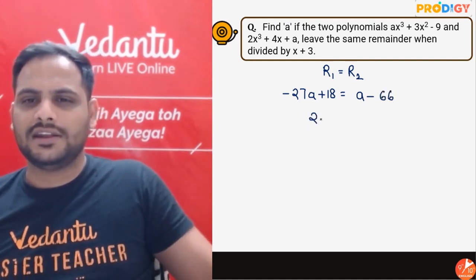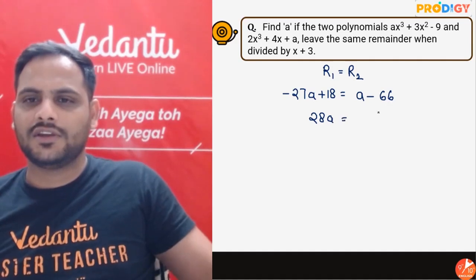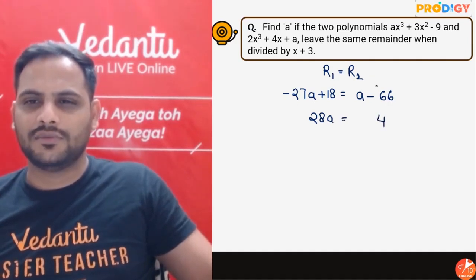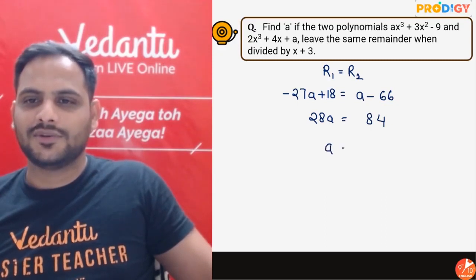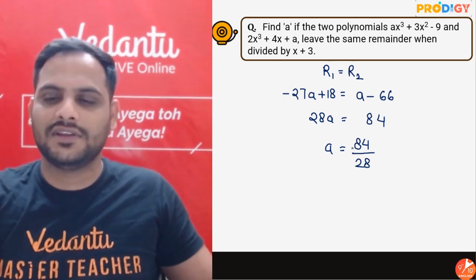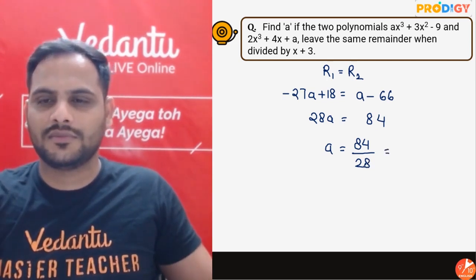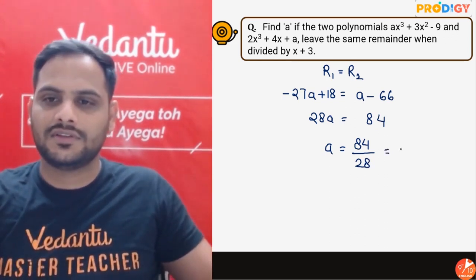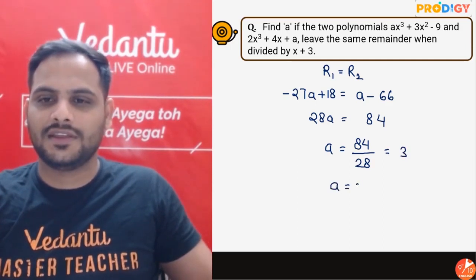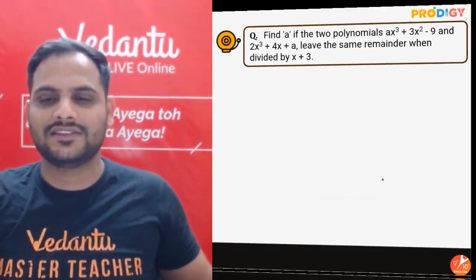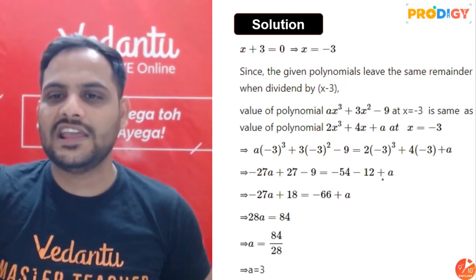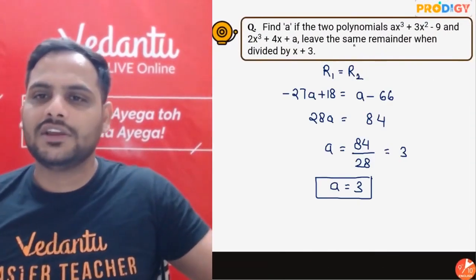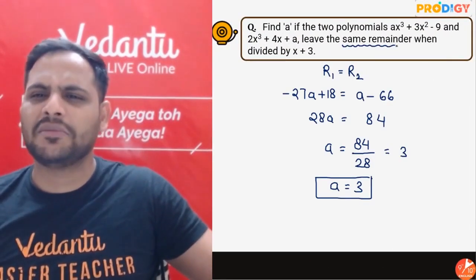So it will be 28a is equal to 18 plus 66, which is 84. So a is equal to 84 by 28, which means it will be equal to what? 3 times. So a is equal to 3. Simple. Alright.